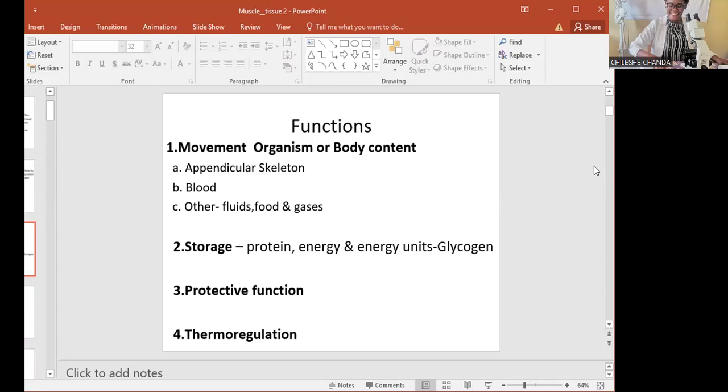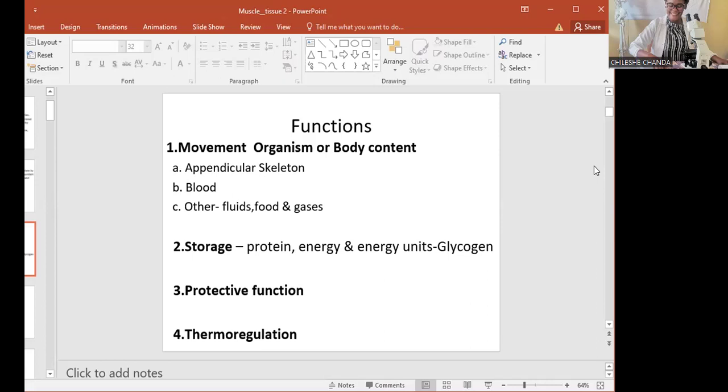The third function is for protection. Muscles help to protect internal organs. For example, the abdominal wall muscles help to protect the contents of the abdominal cavity.